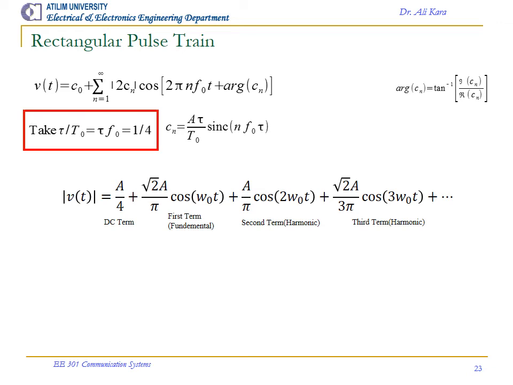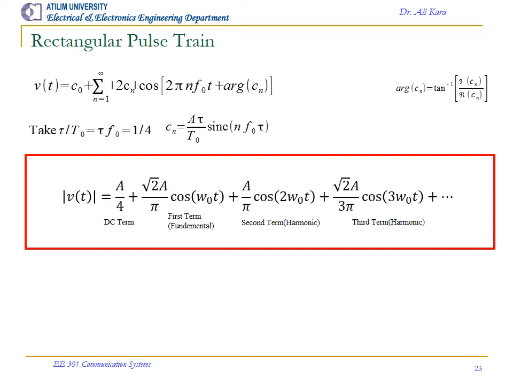Now, we shall see how we will represent the Fourier series expansion. Absolute V of t now can be written in Fourier series form as A/4 plus √2A over pi cosine of omega 0 t plus A over pi cosine of 2 omega 0 t, and so on.